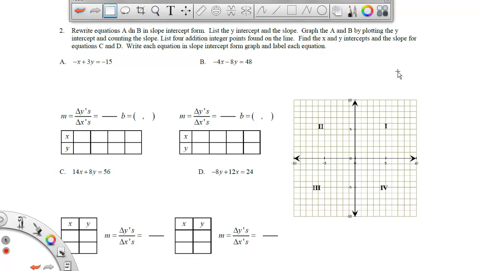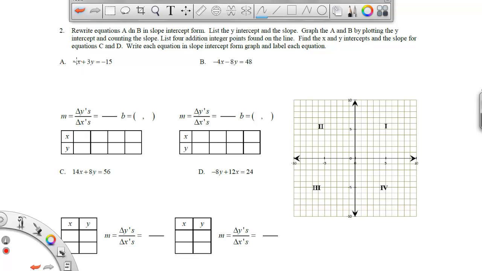Okay, it says rewrite equations A and B in slope-intercept form. List the y-intercept and the slope. Graph A and B by plotting the y-intercept and counting the slope. List 4 additional integer points found on the line. Find x and y intercepts and the slope for equations C and D. And then write each equation in slope-intercept form and graph and label each equation. So let's go ahead and do part A.